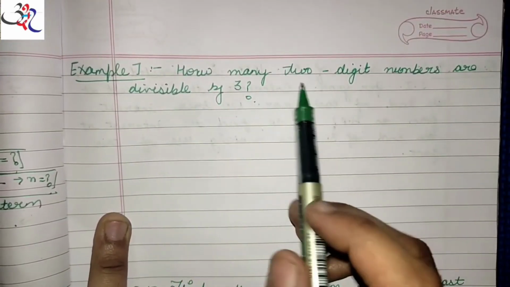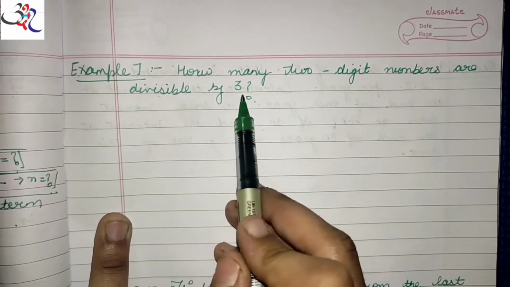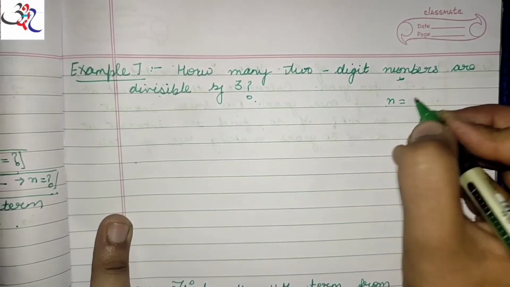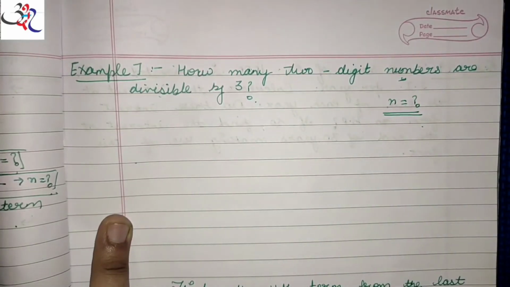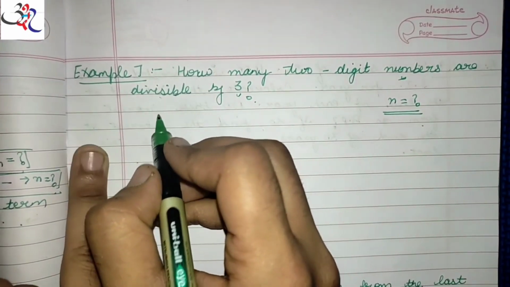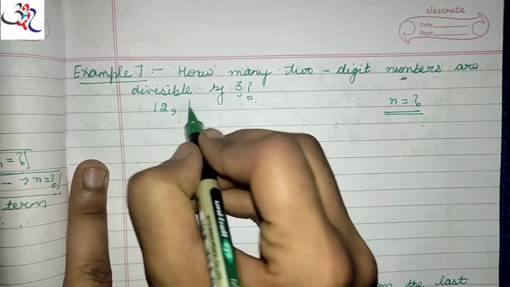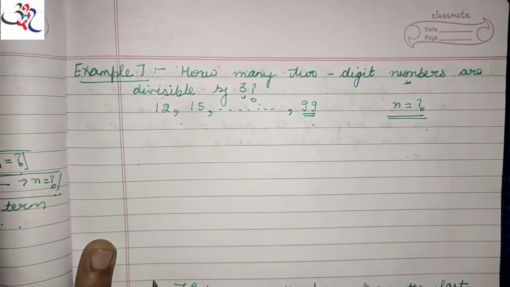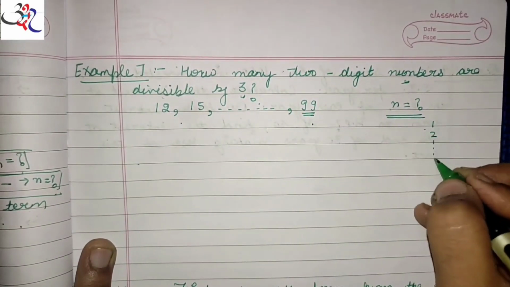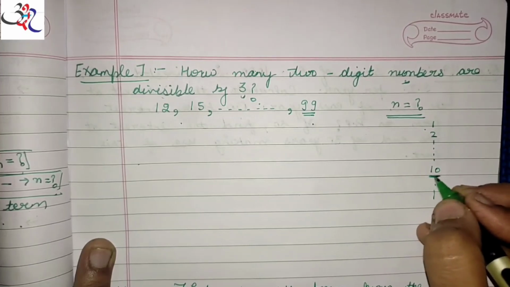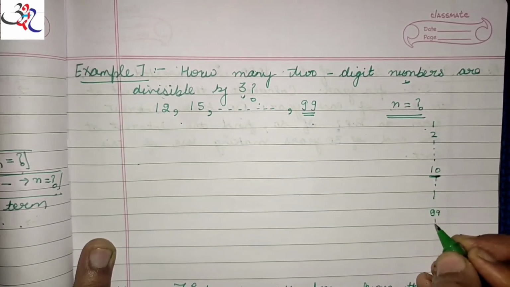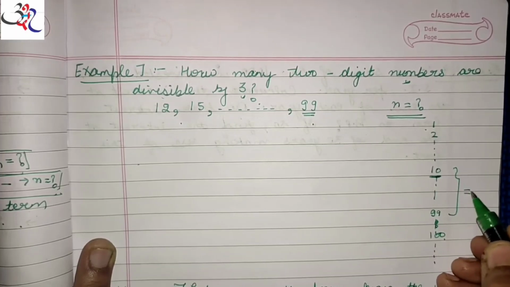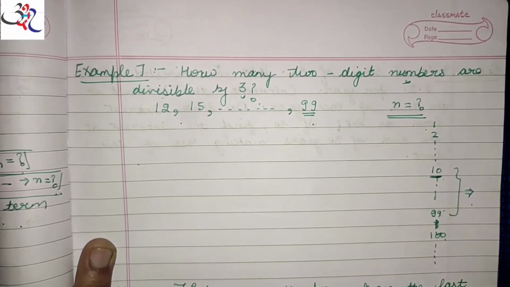Next, example number 7, which says: how many 2-digit numbers are divisible by 3? So now you have to find the AP by yourself and tell how many numbers are divisible by 3. So 2-digit numbers are what? The very first 2-digit number which is divisible by 3 is 12. Then the next number is 15, and the last 2-digit number which is divisible by 3 is 99. Because if I start my counting, I will get the very first 2-digit number as 10 and the last as 99, and then I will get 100 and so on. So I have to tell how many numbers between 10 and 99 are divisible by 3.